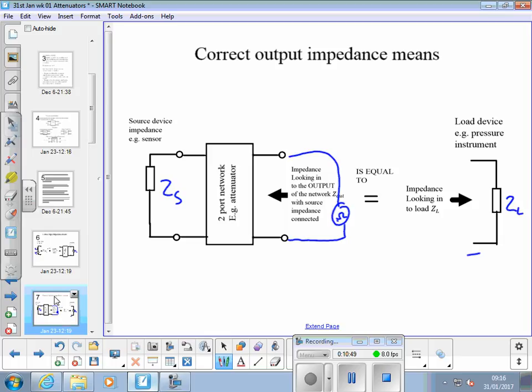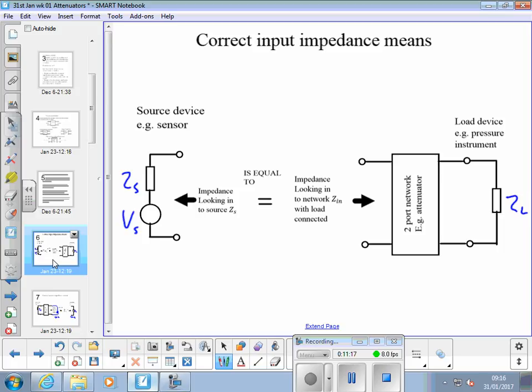Therefore, if this is 50 ohms, we're looking for that to be 50 ohms, ideally. That's 50 ohms. Measured as 50 ohms.